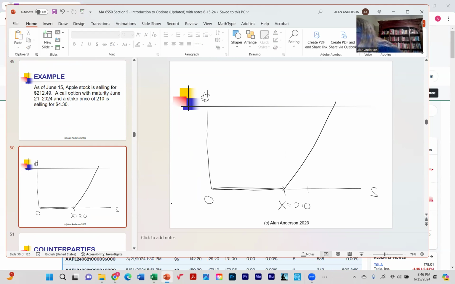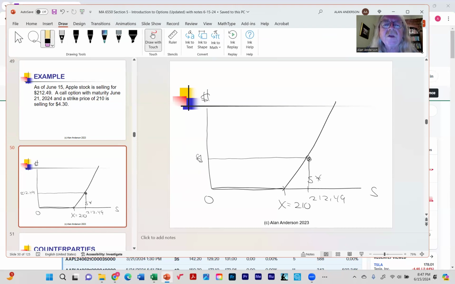Because the stock price is actually here, I'll call it S star. Now this line is a line with a slope of 1. Where it touches here is 212.49. But the actual price is up here somewhere, 430. Oh, sorry. What am I saying? It's not 212.49. It's 2.49.